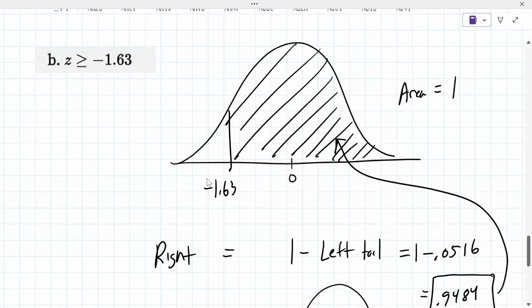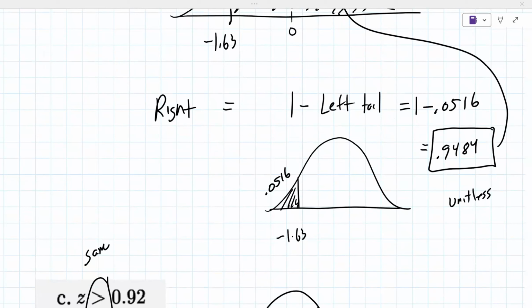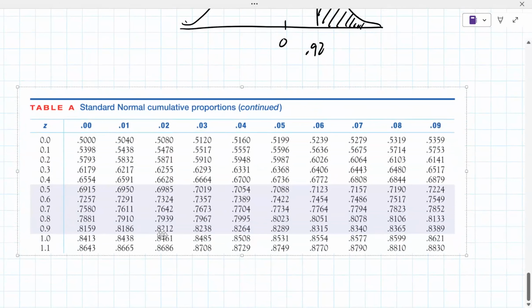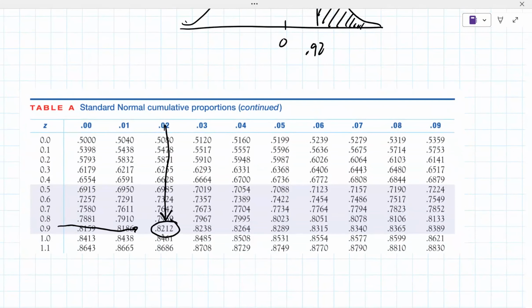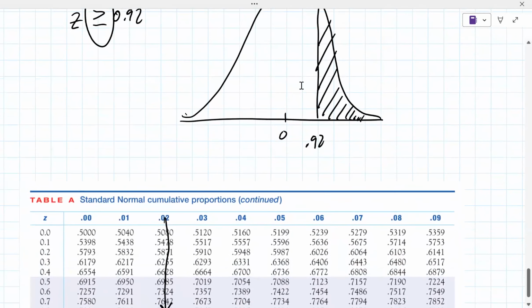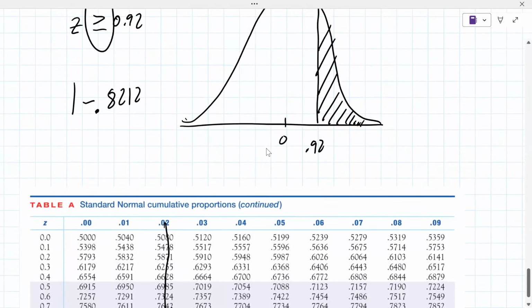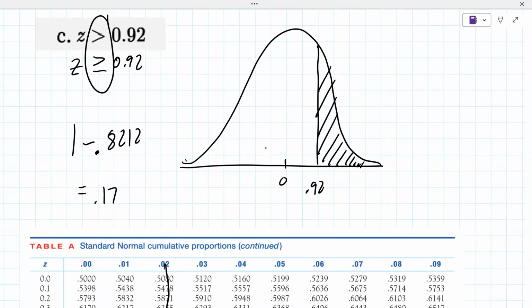So if we go back to your table, I'll snip your table again because we need a different part of it. Okay, so this time it's positive z. Z is positive, so we want to go to 0.92. On your z table, there's 0.9, and then you go over to 0.92. Now this is the area again, left. So to get your area, it's 1 minus 0.88212, which is 0.1782.